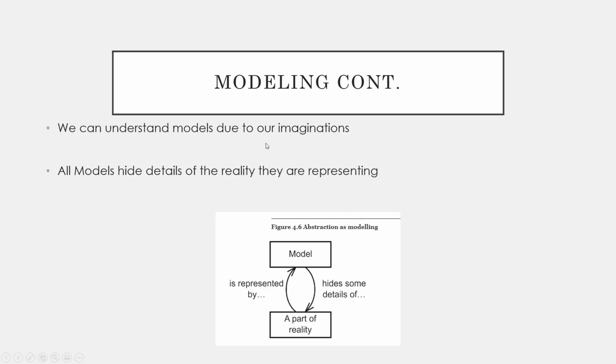So we can understand models because we have something called an imagination, hopefully. All models hide details of the reality that they represent, right? And there's a little chart here. A part of reality is represented by a model, which hides some details of that part of reality, right?